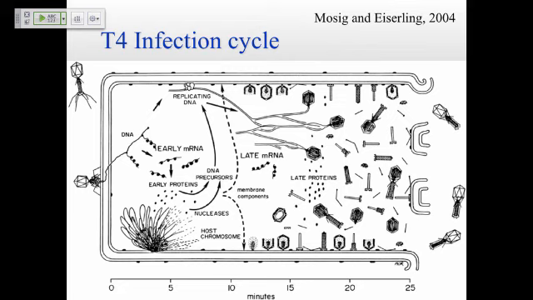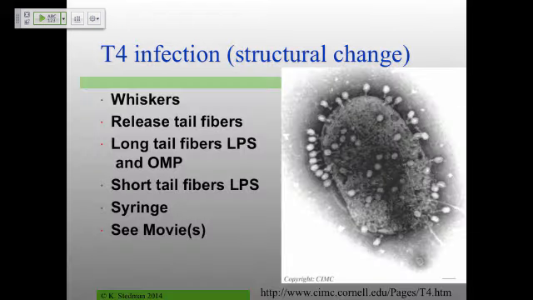Those get packaged through a standard packaging motor that will stuff in as much DNA as will fit inside one of these capsids. 170 kb of DNA inside that particular head structure is really packed. It's almost crystalline on the inside, that packaging process. And so once you have that completely packaged, that again gets chopped off, and then you can assemble the tail structure on the end of that. So this is basically an overview of what's going on there.